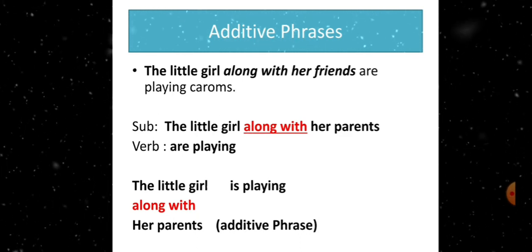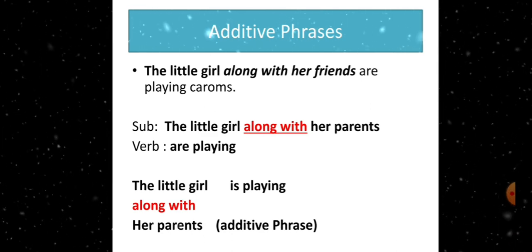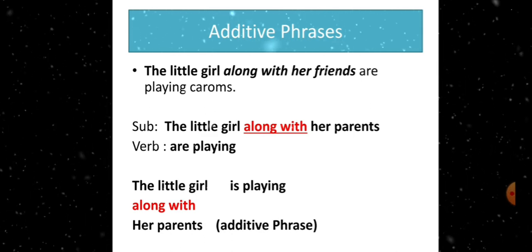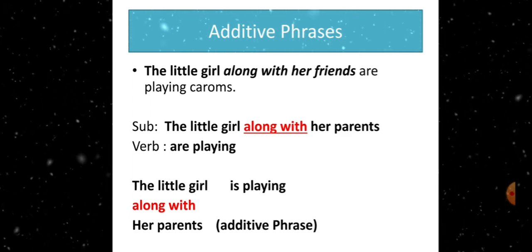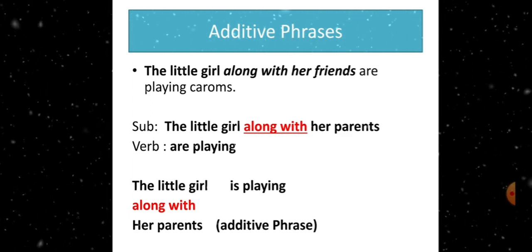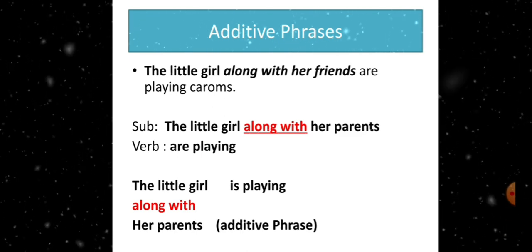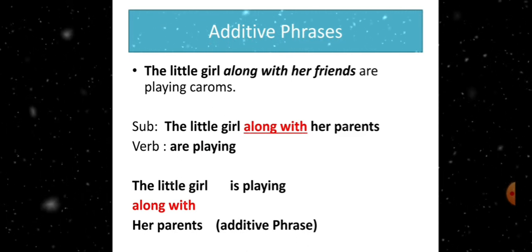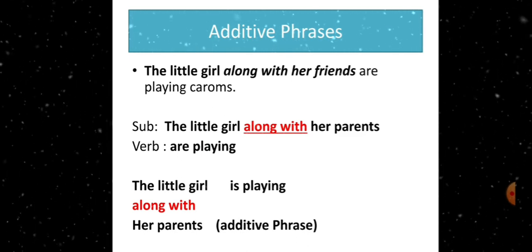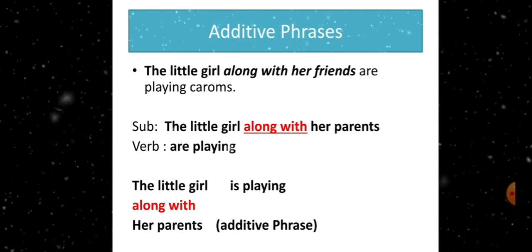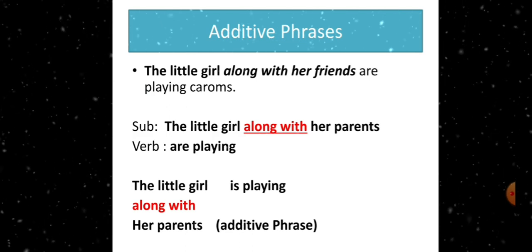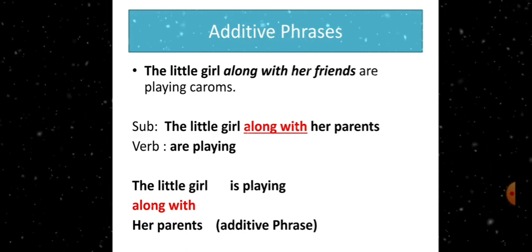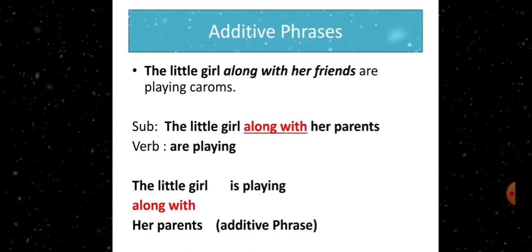Now we need to say the little girl along with her parents. Is this part singular or plural? So please keep in mind that there are some additive phrases which are used to join one noun with the other. And these additive phrases are given in the exams to confuse you, to trouble you. Okay, look at this part, along with her parents. So this is actually known as an additive phrase.